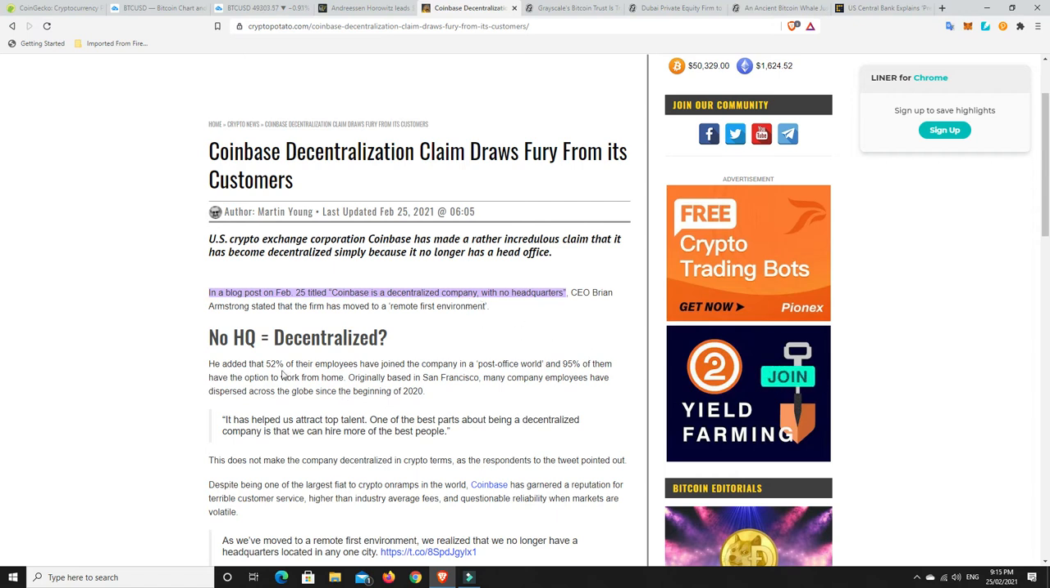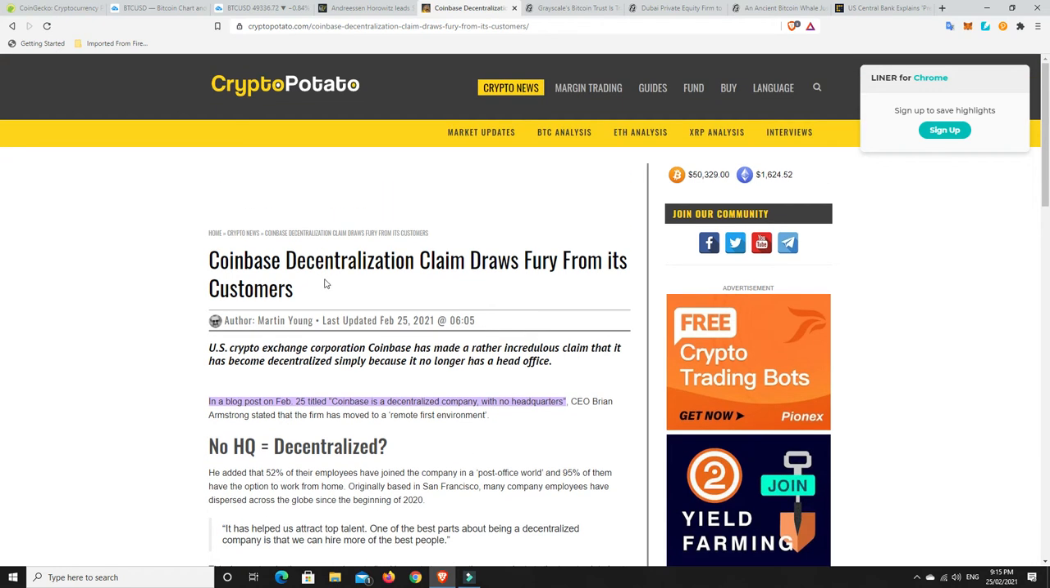But, you know, they go on to say that 52% of their employees have joined the company, and so that's how they consider it decentralized, I guess. But yeah, it's not true decentralization, but I suppose we can all spruik a little bit. They can pitch a little bit of heat there, because that's what they definitely did, pitch some heat.